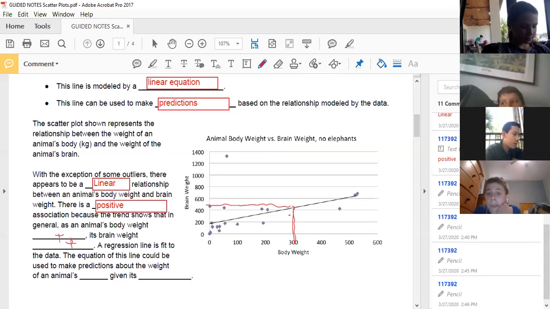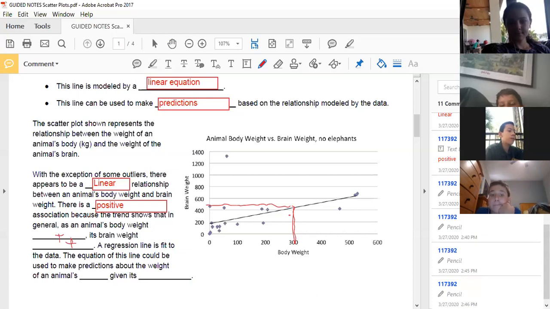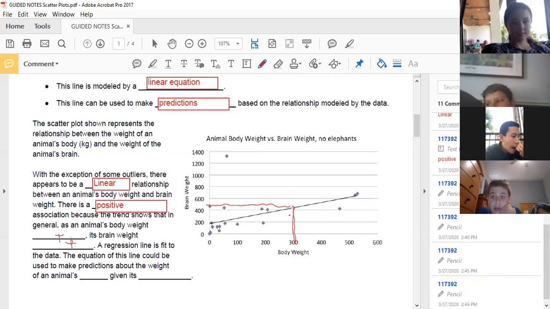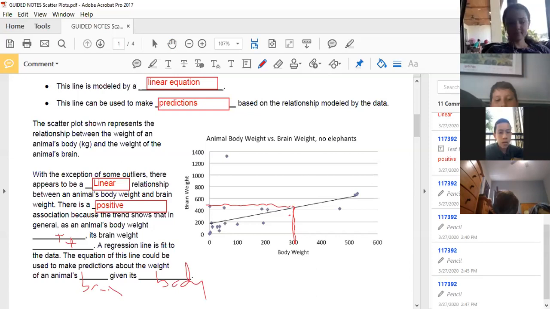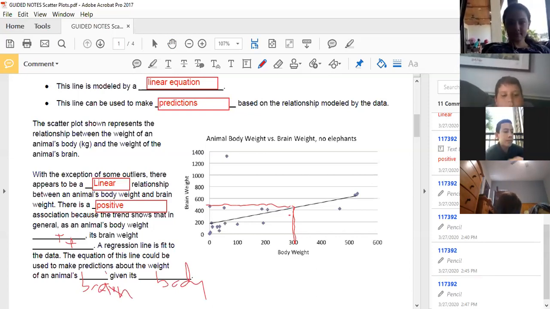All right, so we can make predictions about the weight of an animal's blank given its blank. What would those two blanks be? Its brain weight given its body weight. Yeah, you got it. Brain weight given its body weight. Oh, thank you for that. Okay, great. Any questions about that?